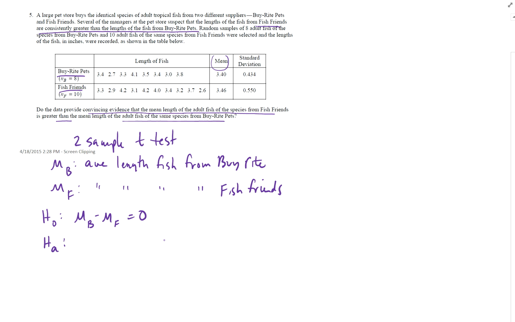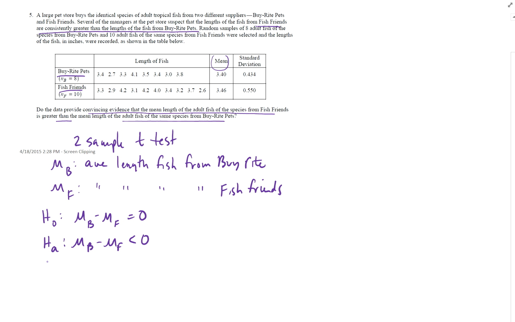HA, and sometimes this might be a little confusing, so on the side here, we want to know, is there evidence that mu F is greater than mu B? So if I subtract mu B from this side, then I get mu F minus mu B is greater than 0. Or if I want to write it in the same order, if I multiply this by -1, I get mu B minus mu F less than 0. Or maybe I did more than I needed to just to confuse you guys, which I'm sorry if I did. Certainly not my intent. If the length from Fish Friends is greater than Buy Right Pets, then when I subtract Fish Friends from Buy Right, it's going to be a negative number. It's probably easier to think that way.